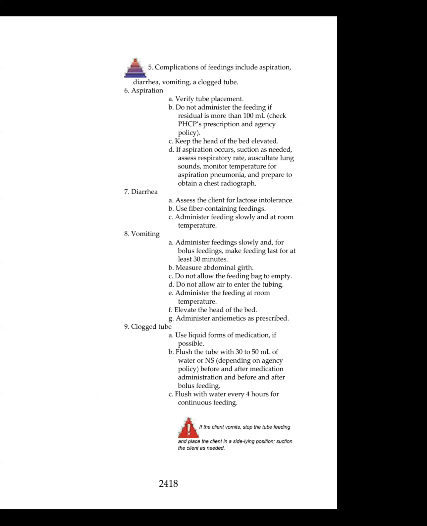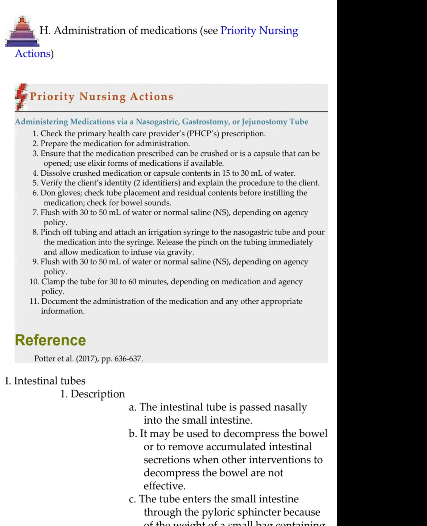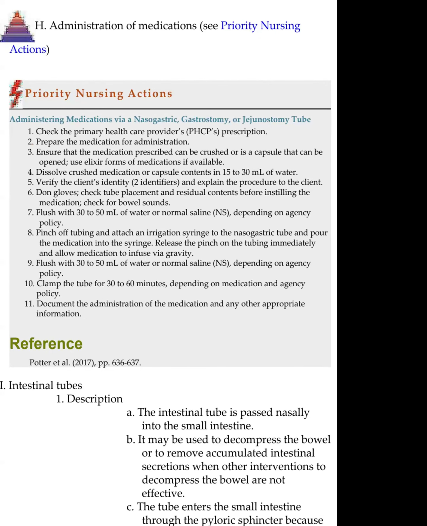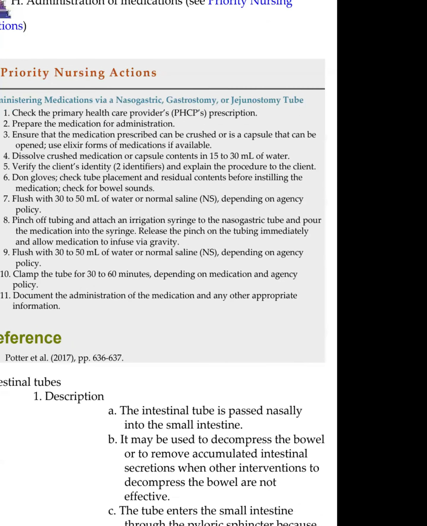Now, administration of medication via nasogastric, gastrostomy and jejunostomy tube. So what is to be done? What are the priorities? First, check the order. Second, prepare the medication for administration. Third, ensure that the medication prescribed can be crushed or, if it is a capsule, can be opened. Use elixir form of medication if available.